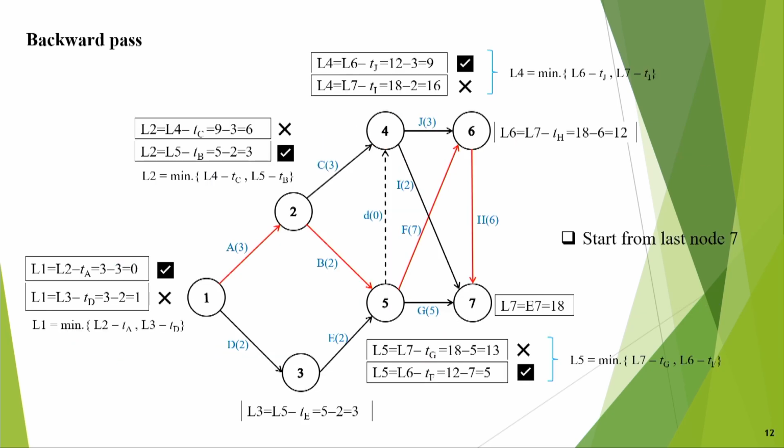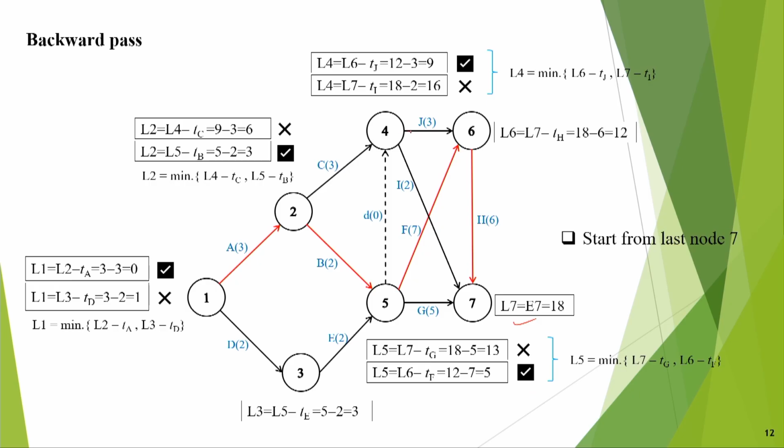Let me just check that. Let me explain the backward pass in case I made any mistake. These things are explained here separately: activity L1 starts like this, and this is equal to 0. We start from the last node, L7 equal to 18, then L6 we get easily because from 6 only one arrow comes out. We have to pay attention to that, but at 5 there are 3 arrows coming out, so we have to see all those paths.